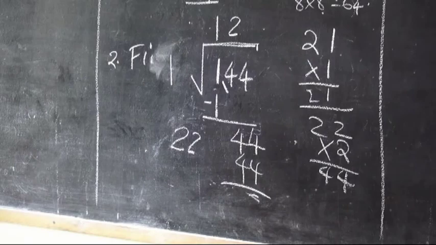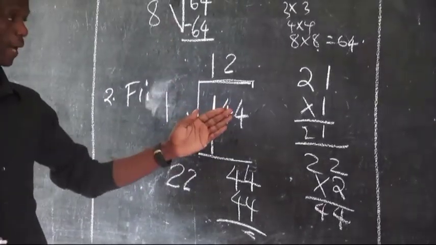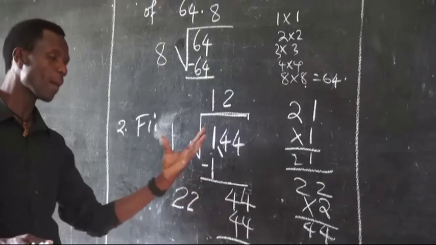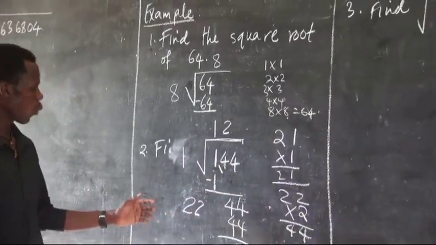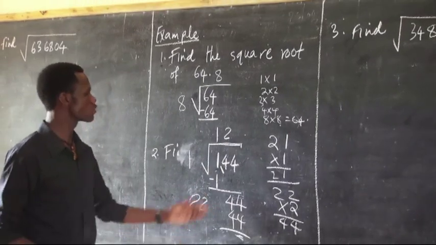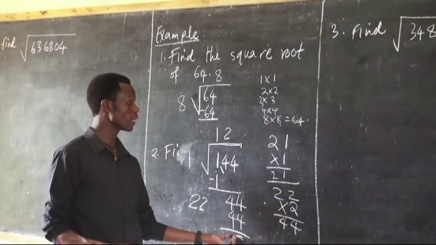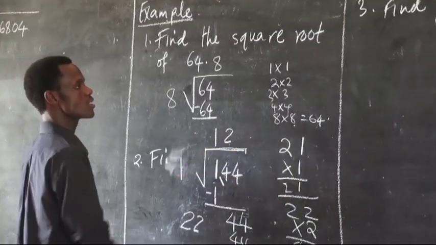So it is very important for us to remember that we need to do something about this. When this is over, now it is 144 and then we get this one. So the answer, the square root of 144, is 12.